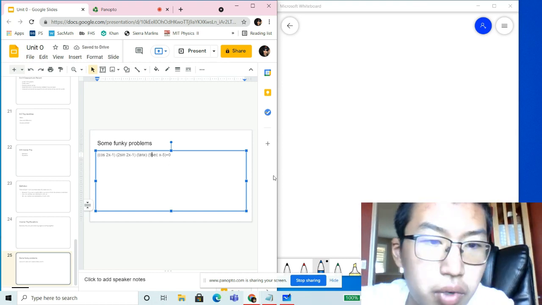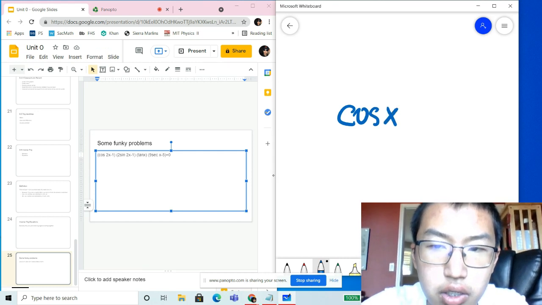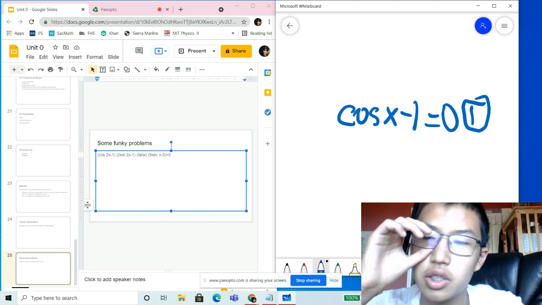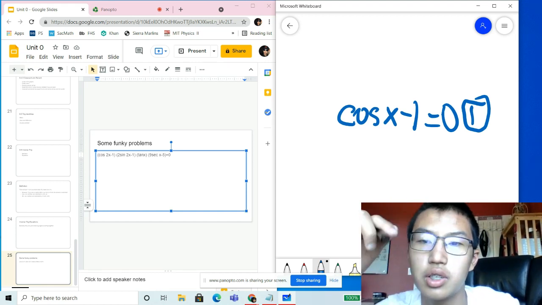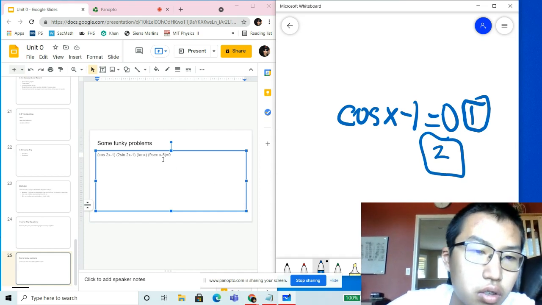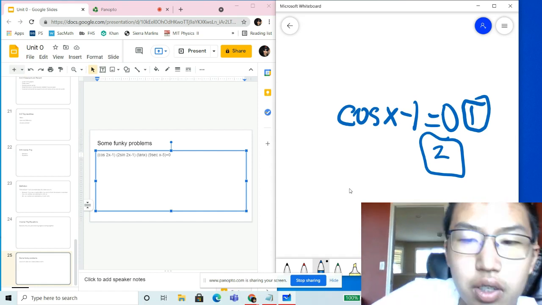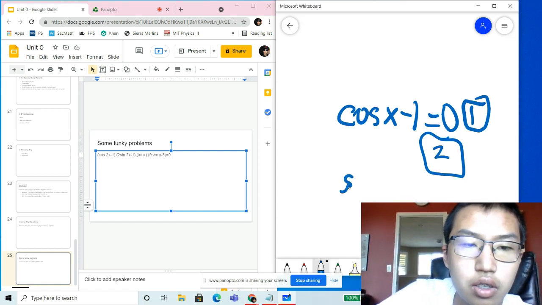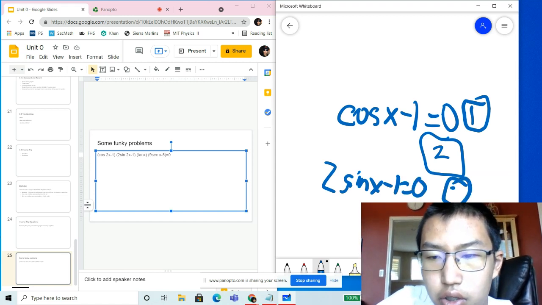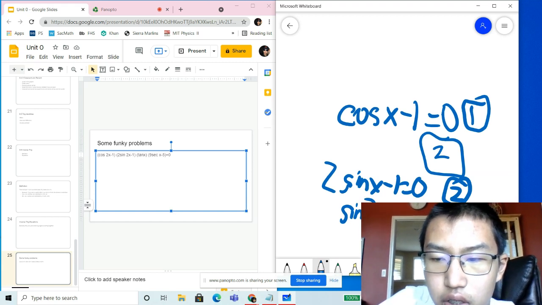So cosine 2x minus 1. Well, cosine of x minus 1 has one solution, meaning cosine of 2x minus 1 will have two solutions. 2 sine of 2x minus 1. 2 sine of x minus 1 has two solutions. So if you have a 2x, then it's 4 solutions.